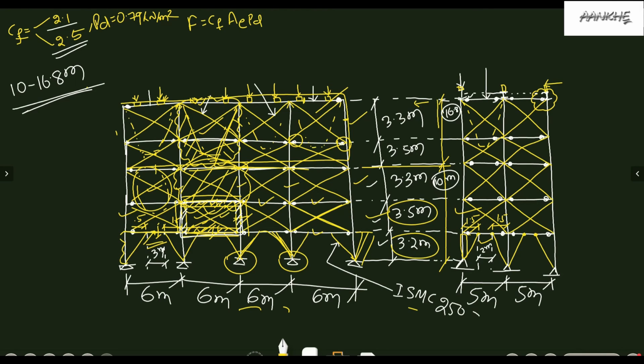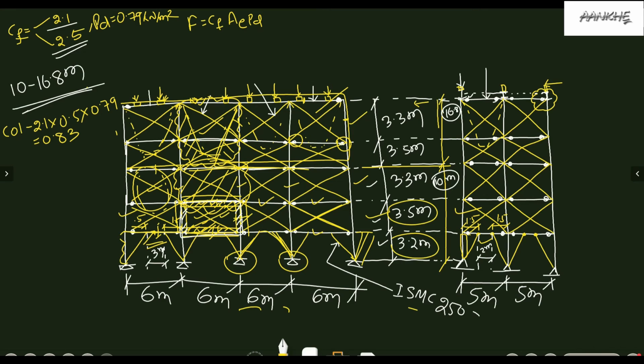From 10 to 16.8, again let us follow the same sequence. Column will be how much? Your 2.1 into your 0.5 into, PD is 0.79. It comes around 0.83.